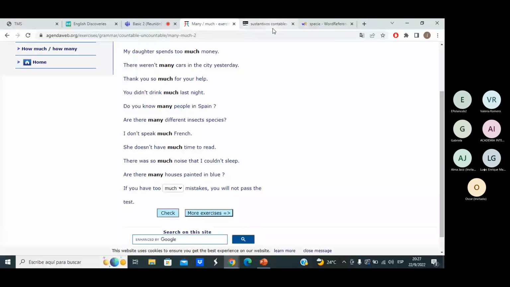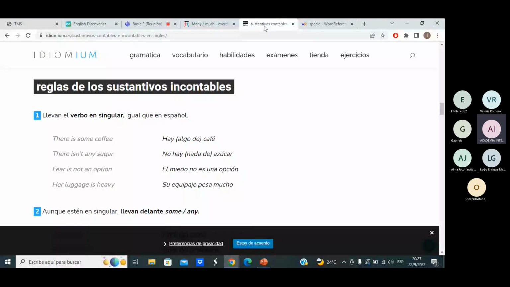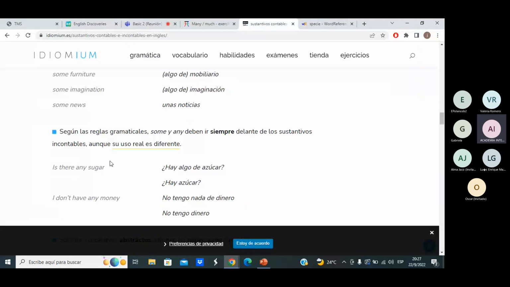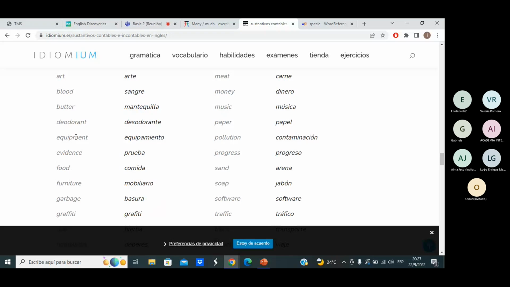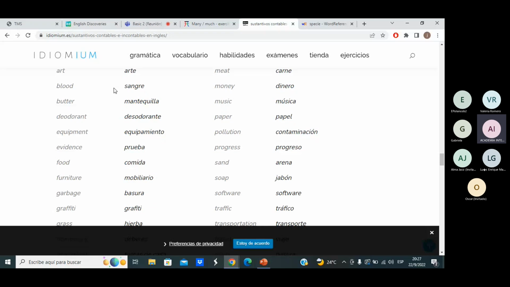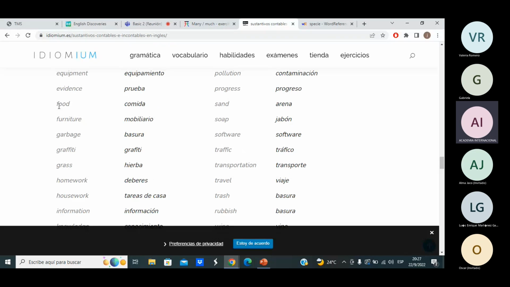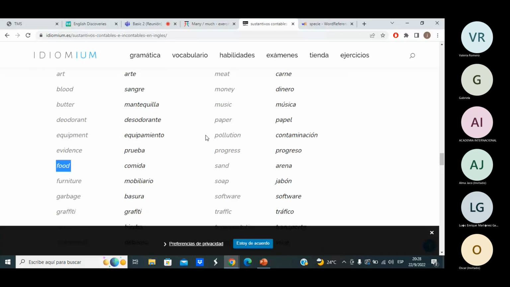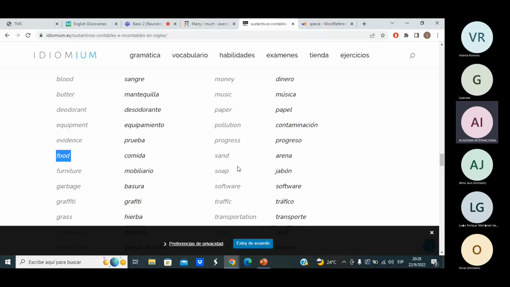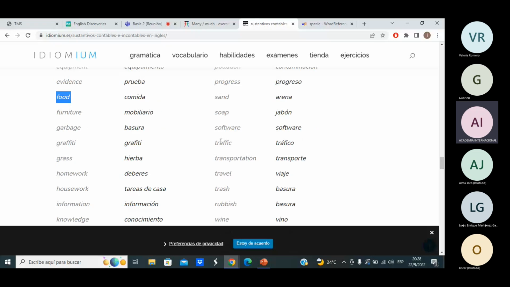Veamos aquí. Aquí no sale, creo. No sale. Blue también es uncountable, miren. Food es otra palabra, food. No decimos comidas. Homework, information, knowledge. Esta ya la vimos. Soap. Traffic is another one. Traffic.